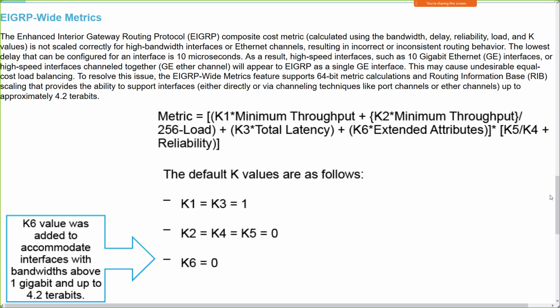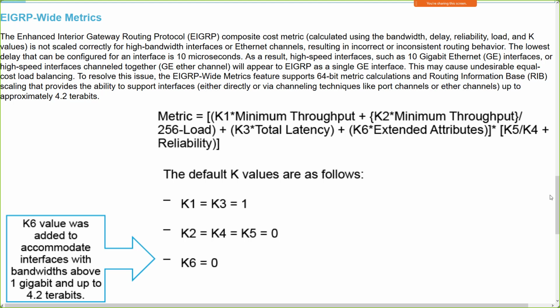And that'll just mean that the protocol is going to have to be modified to include that. All right. We didn't really change the formula too much. I mean, the calculation is still somewhat the same. We have a K6 value now, but K1 and K3 are still 1. K2, K4, and K5 are still 0. And they relate to the same values that they did before in the original formula, right? K1 times the minimum throughput, which is the bandwidth. K2 times the minimum throughput divided by 256 minus the load, plus K3 times the total latency, plus K6 times the extended attributes. So there is some difference in the formula.